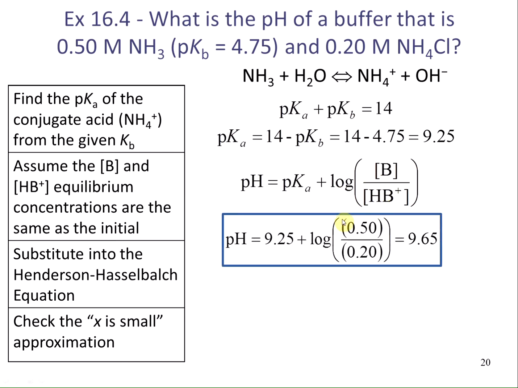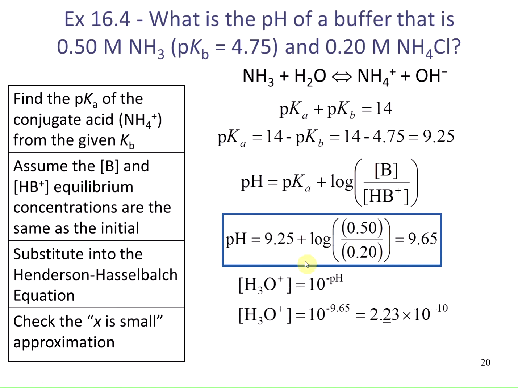I substitute in my 9.25, which is my pKa, and the log of the base concentration. So the concentration of my base is 0.5 molar over my acid concentration. My acid concentration is 0.2 molar of ammonium. If I stick this into my calculator, I should get a pH of 9.65.